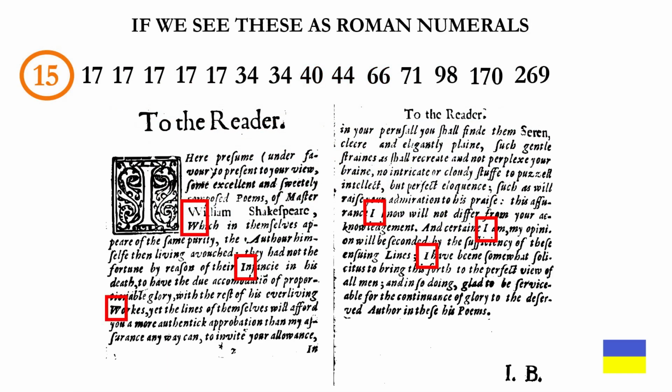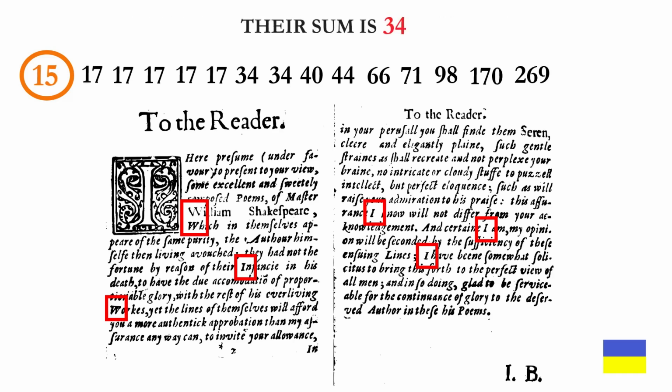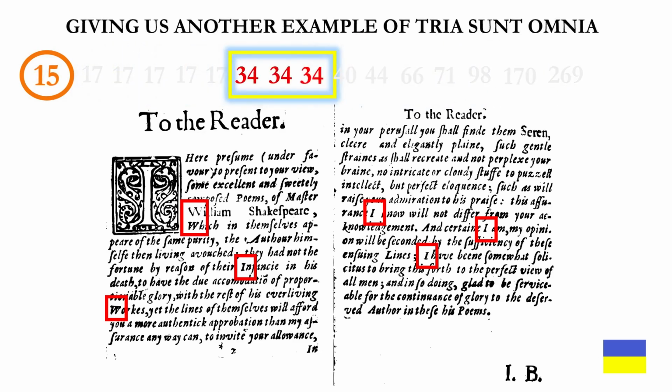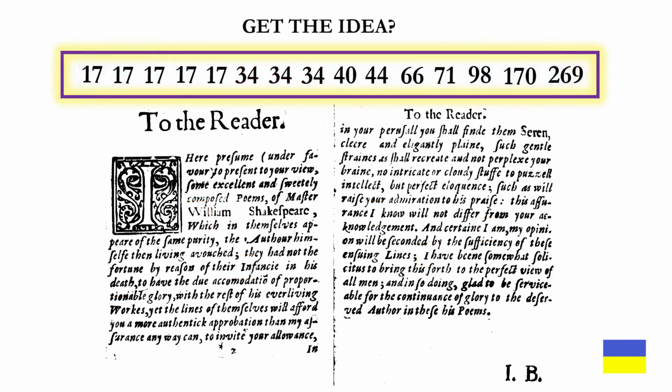Next, if we see these as Roman numerals, all the uppercase I's and the uppercase W's within the text, excluding the decorative I again, their sum is 34. Giving us another example of the trias omnia principle. We have 3 times 34. Get the idea?